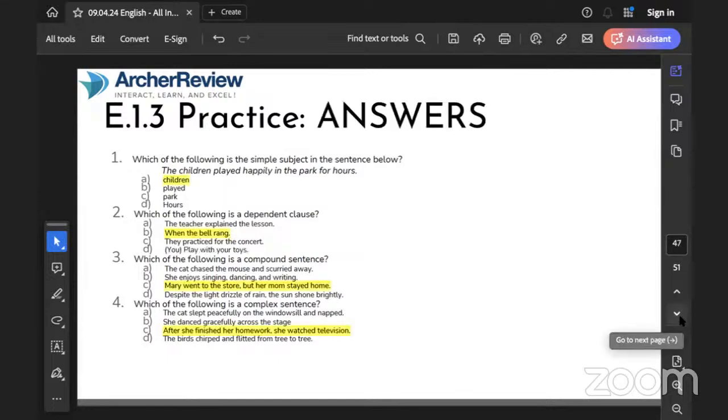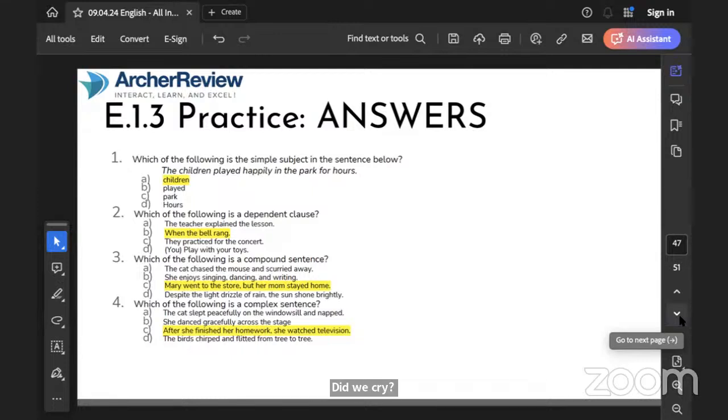So number 1, the subject is children. That's who or what the sentence is about. Number 2, you're looking for a dependent clause. That one's going to be B. When the bell rang. So we have a subject, the bell. We have the verb rang, but we don't have a complete thought. When the bell rang, what? Did we all run out the door? Did we cry? Number 3, C.